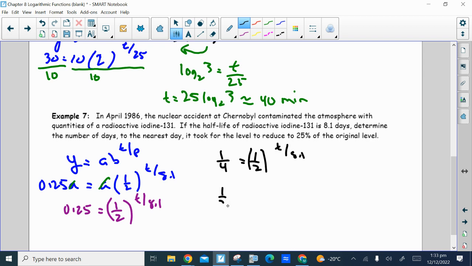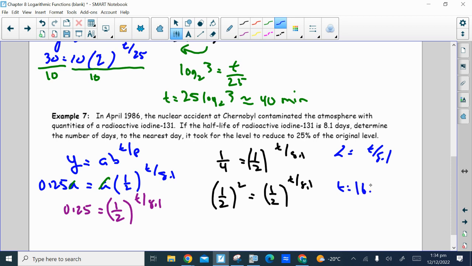And 1/4 can be written as 1/2 all squared. In this case, we were able to make the bases the same, so the exponents would have to equal each other as well. So 2 will equal t over 8.1. Multiply both sides by 8.1, and you're going to get 16.2. To the nearest day, approximately 16 days. Now, it's true, you could argue and say, well, no, because at 16 days, it'll be less than 25% of the original level, so therefore you'd have to round it up to 17 days, and that's fine.